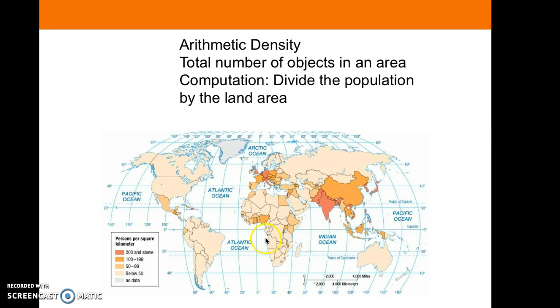In this case, we're looking at the number of people per square kilometer, although a map or a table could show you the number of people per square mile. But in this map, it's persons per square kilometer. And so you can see where people are most densely inhabited. And again, you're going to get them in parts of Europe, Eastern Asia, Southeast Asia, and Southwest Asia.